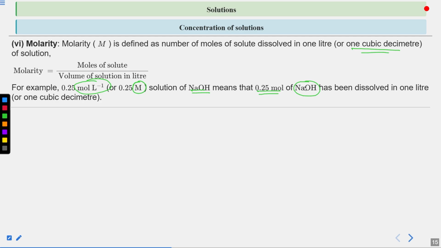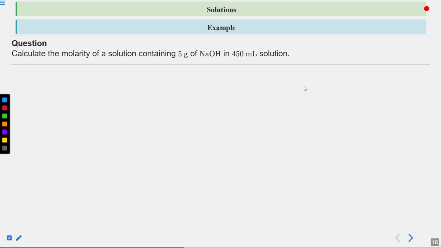You have seen it just now. Our next question will be related to this molarity only, where we have the mass of NaOH given and the volume of the solution as 450 ml.